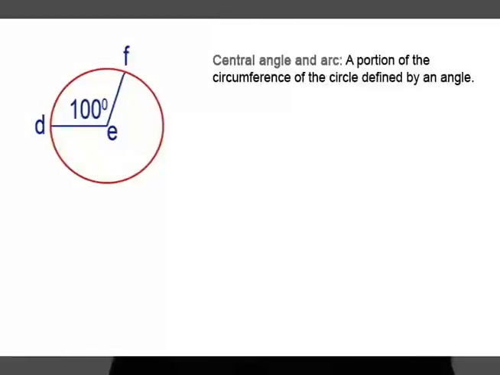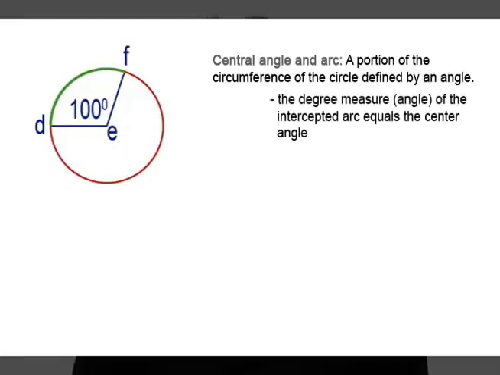If you take a look at our example, we have an angle of 100 degrees, and the arc we're talking about is arc DF. The degree measure of the intercepted arc equals the center angle. So if we wanted to define the length of arc DF in terms of angles, we would simply say that because arc DF is made by an angle of 100 degrees, arc DF has a length of 100 degrees.